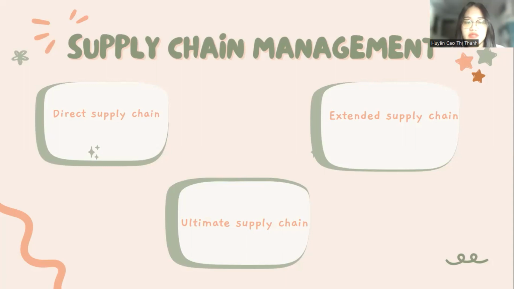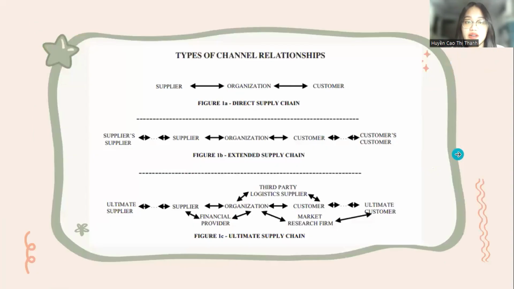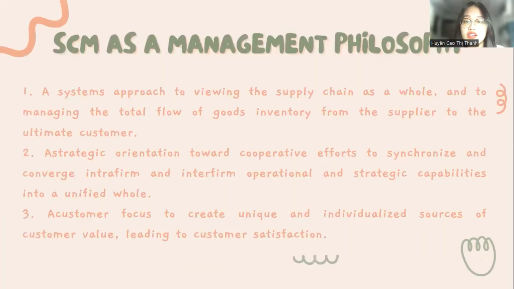And the last one, we have the ultimate supply chain, which includes all the organizations involved in the upstream and the downstream flows of the product, service, finance, and information. So now we have the picture illustrating the complexity that the ultimate supply chain can reach.